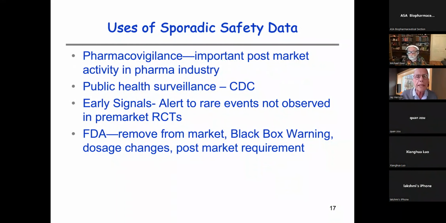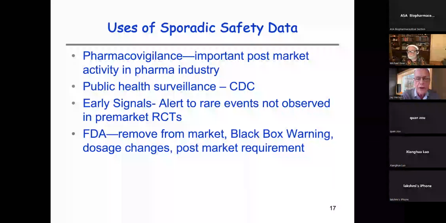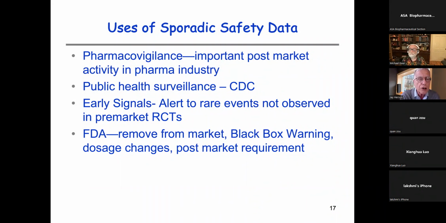Now, there are many important uses of these sporadic safety data. Pharmacovigilance is an important post-market activity in the pharma industry, as many of you know. And then public health surveillance and the CDC. Early signals alert to rare events not observed in the pre-market RCTs, and we have to look into these. And FDA takes action. They can remove a drug from the market, issue a black box warning, make dosage changes, or make a new post-market requirement.